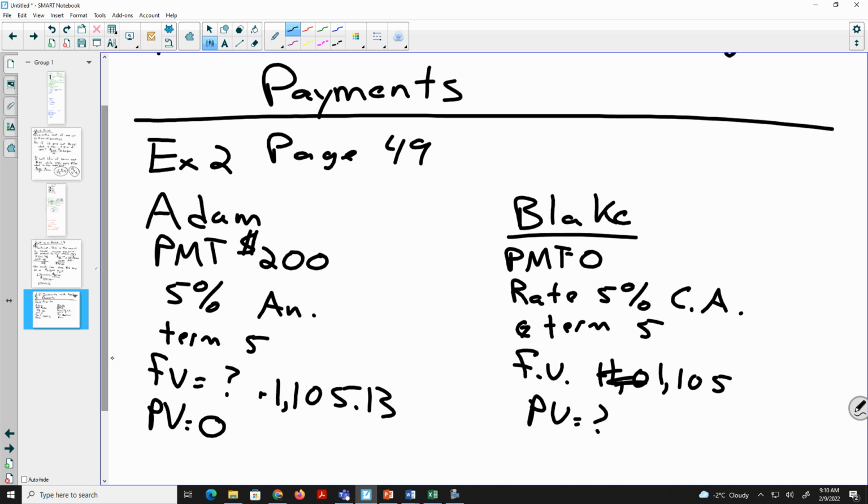Yeah, put that in for Blake's. 1,105.13. Payments are 0. No, make sure you have the present value set, open as blank, not 0. Annual rate of 5. Periods 5.